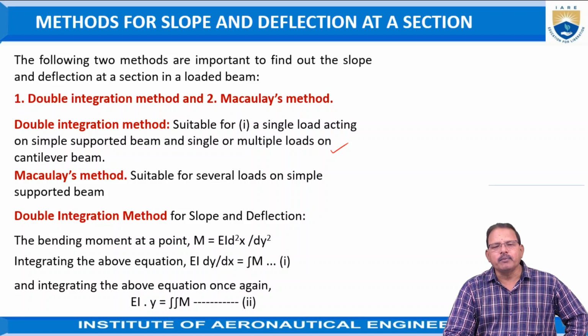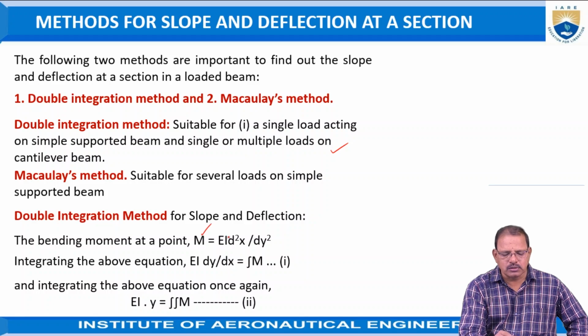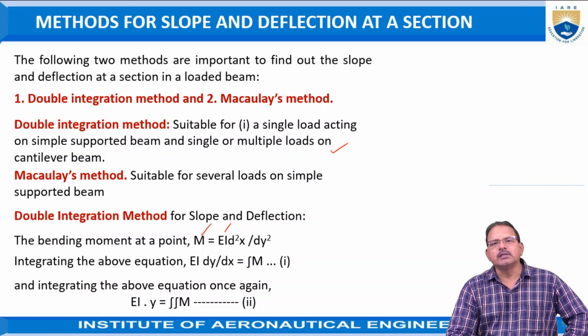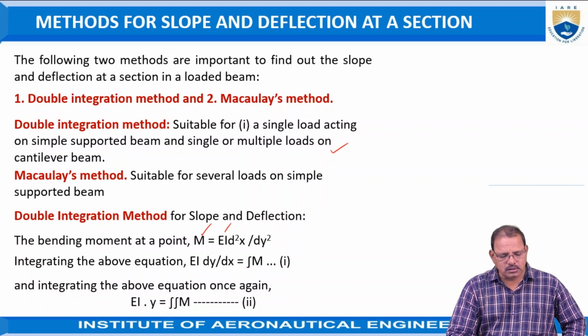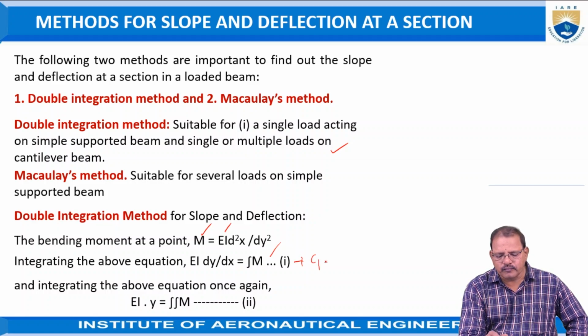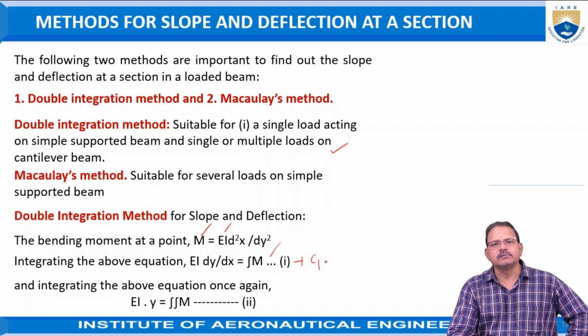the bending moment at any point is given by the equation M = EI d²y/dx². Integrating this equation, we get EI dy/dx = ∫M dx + C1. One constant is also obtained, which we call C1. The C1 value is obtained by applying the end conditions of the beam. By using this equation, we get the slope of the beam.